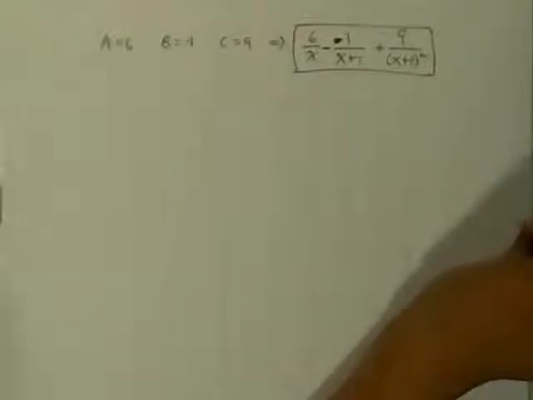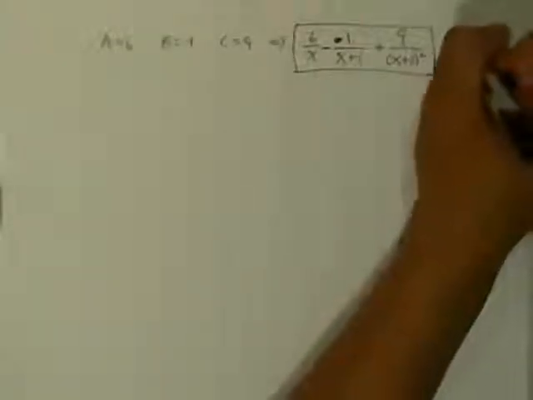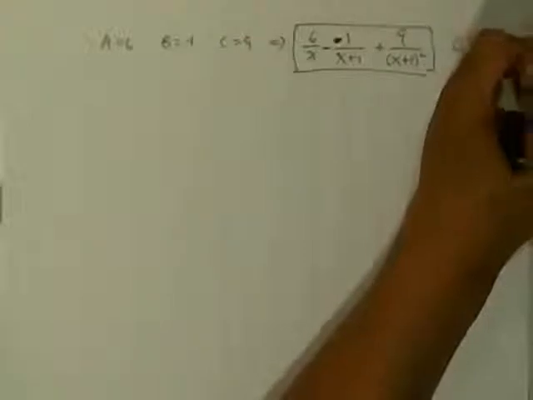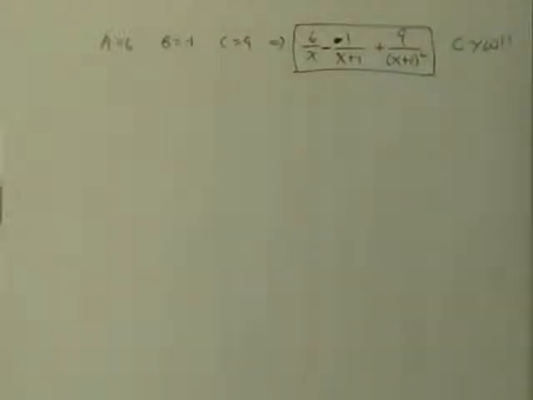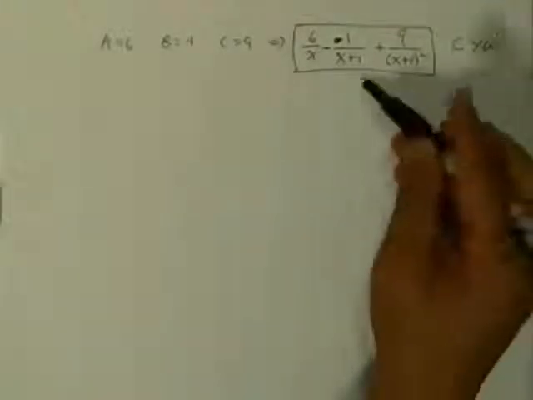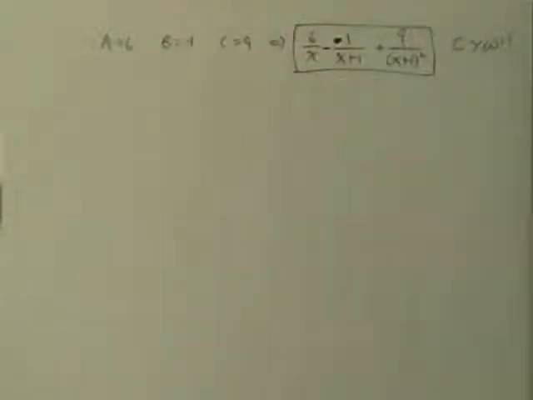How are we doing on time? Okay, I'm going to do one extra work. Check your work, please. CYW. That's going to be a little bit easier. We're going to go from a partial fraction to a single fraction. So let's check our work.